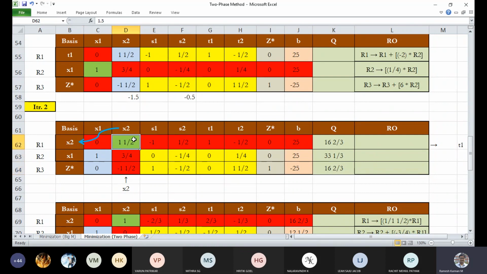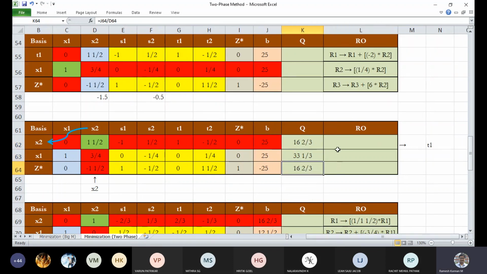The key column elements are 1/2, 3/4, minus 1, and 1/2, and whichever yields the minimum ratio, here we almost get the same value. Remember, in degeneracy we talked about breaking the tie. So you have to perform the perturbation table. If you perform the perturbation table, the first negative number occurs in this particular row.